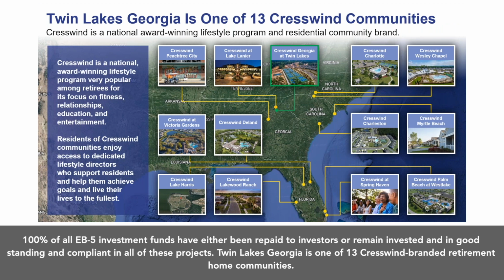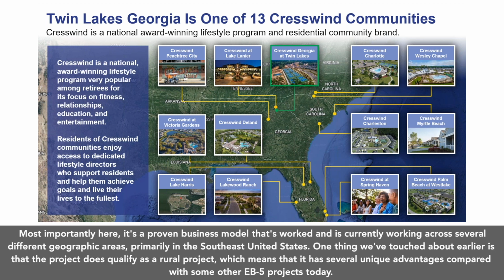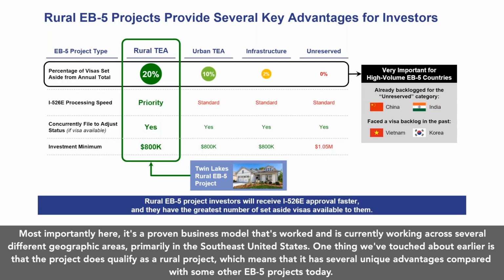Twin Lakes, Georgia is one of 13 Crestwind branded retirement home communities. Crestwind's a national award-winning lifestyle active adult community brand that's owned by Coulter. And as you can see, Crestwind, Georgia, Twin Lakes there in the green in the center, it's one of 13 essentially identical retirement home communities. Many of these have already been completed, sold out, successful, and most importantly here, it's a proven business model that's worked and is currently working across several different geographic areas, primarily in the Southeast United States.